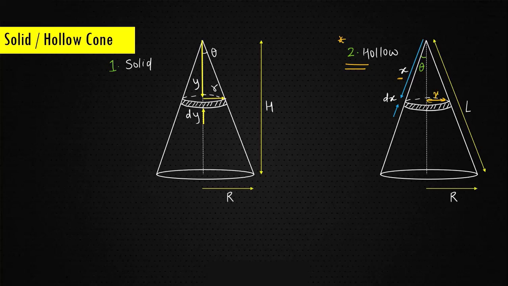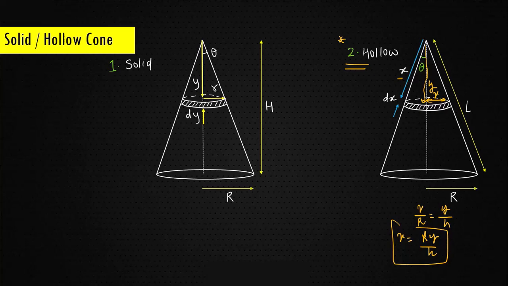Now apply the concept of similar triangles between the upper triangle and the lower triangle. You can calculate the smaller radius. Let us say I am taking this distance as y. For this situation, small r by capital R should be equal to y divided by h, the total height of the cone. So small r becomes capital R y by h. So r is a function of y.